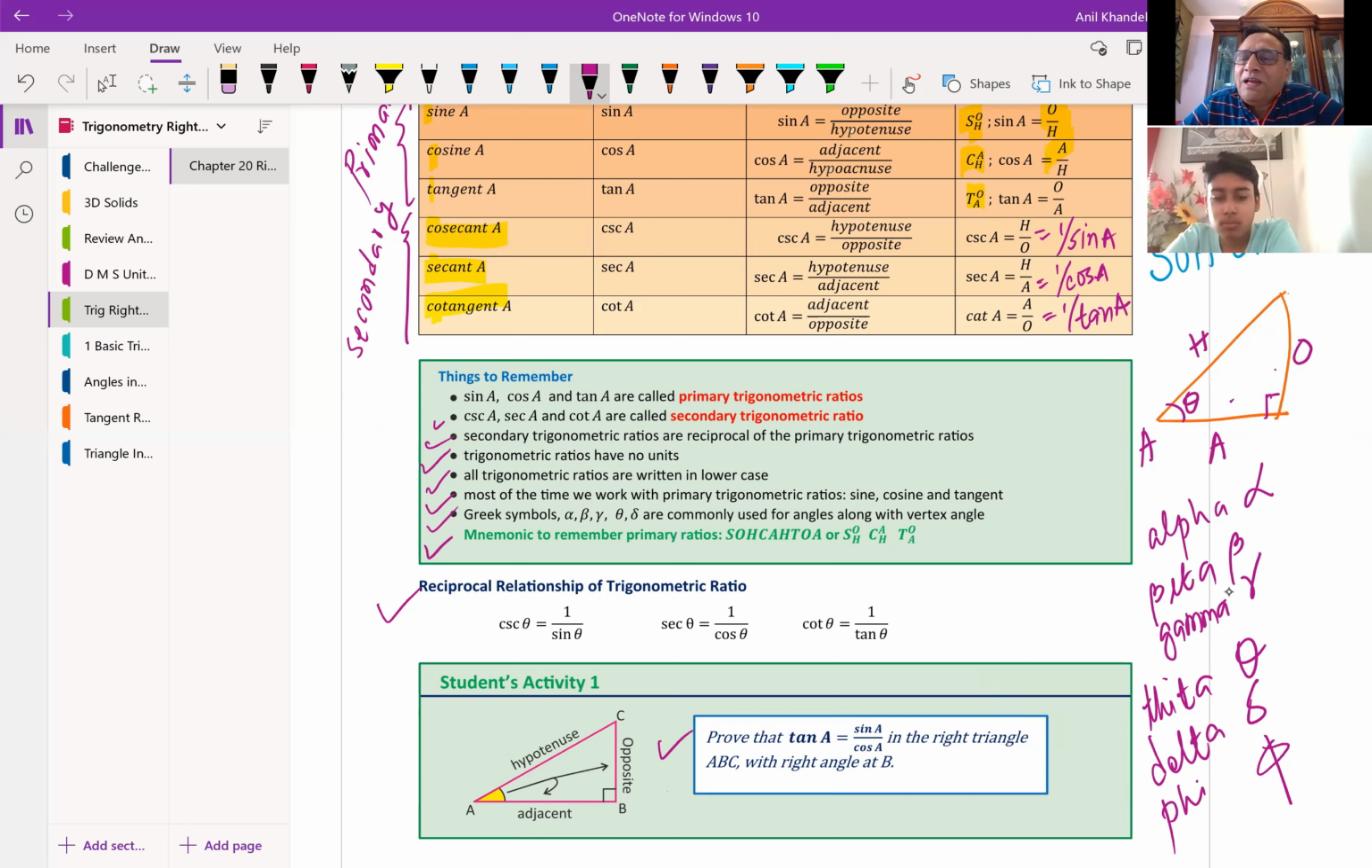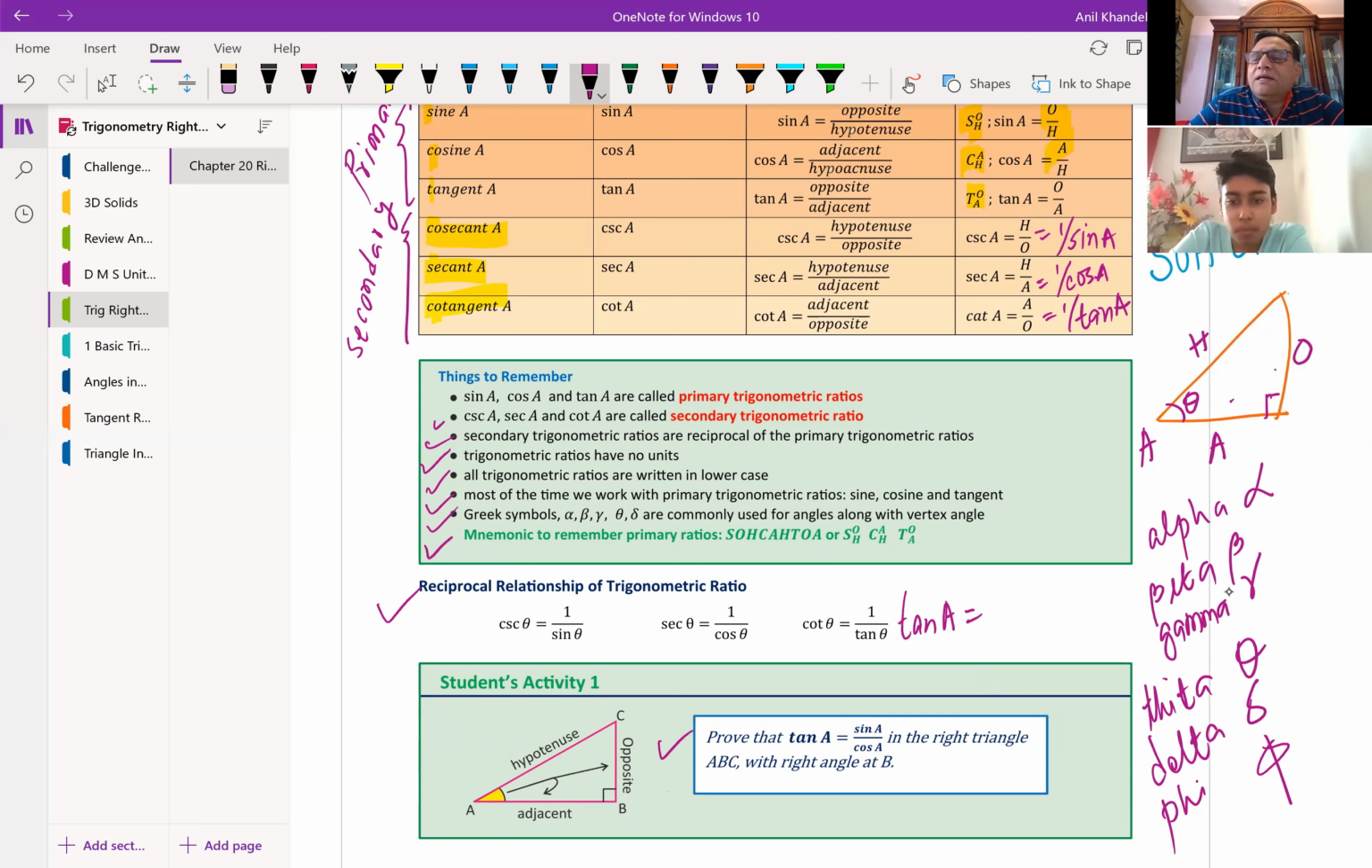Very interesting, right? Can you prove that tan A is the ratio of sine A and cos A? How will you prove it? So tan A is equivalent to sine A divided by cos A, sir? Yes, yes. And how do we prove it? Let me just show you.